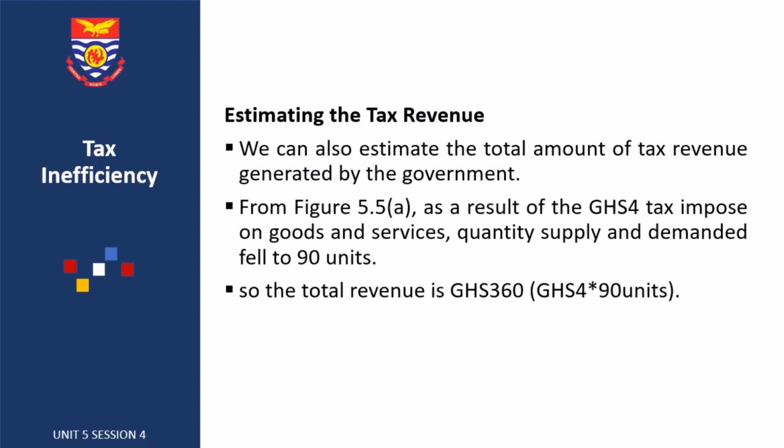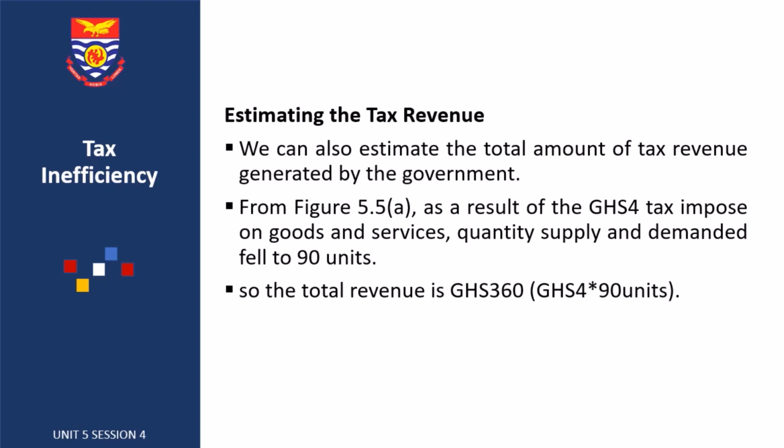So based on this efficiency loss of 20 and based on this fall in demand and then a tax, we can estimate the government tax revenue, right? So we can also estimate the total amount of tax revenue generated by the government. So from the same graph 5.5a, as a result of the 4 cedis tax imposed on goods and services, quantity supplied and demanded fell to 90 units. So the revenue becomes 90 units multiplied by the 4 cedis tax imposed. So that's how much revenue the government is going to get from that particular tax that was imposed.